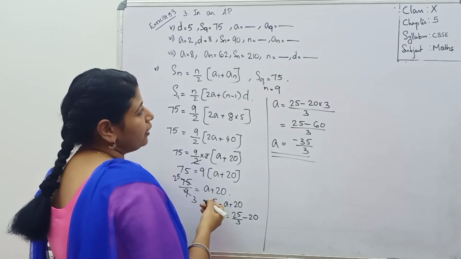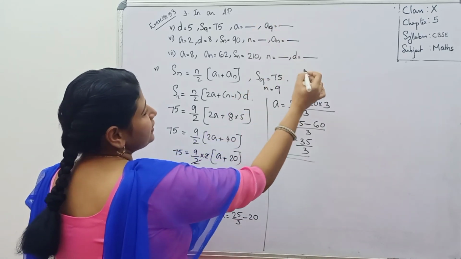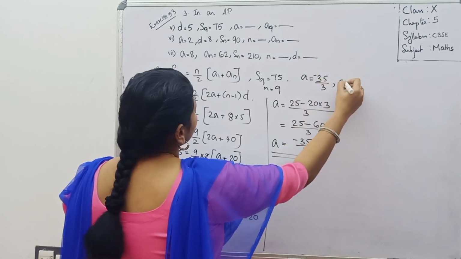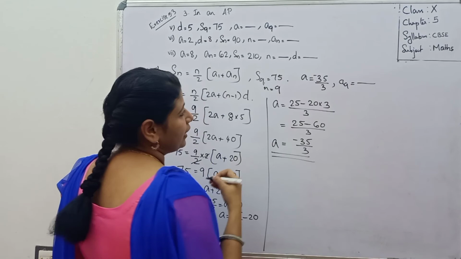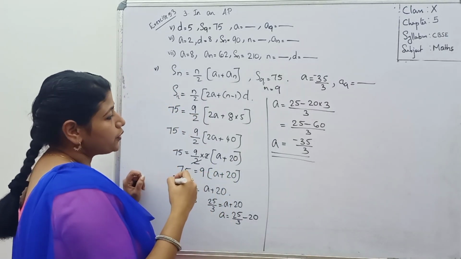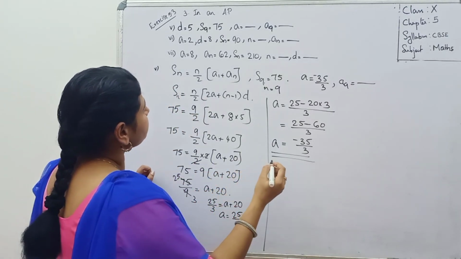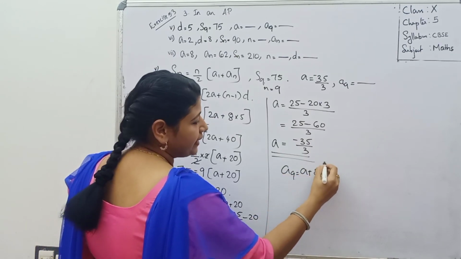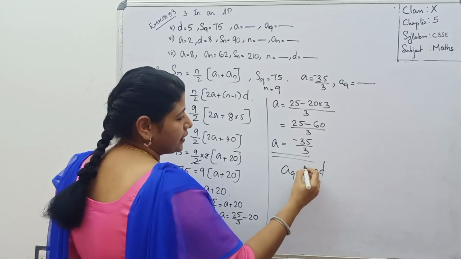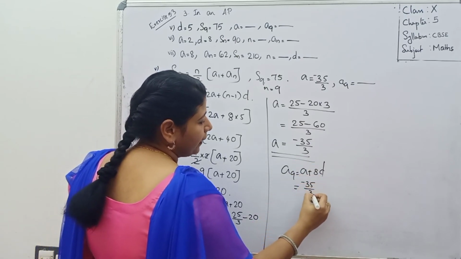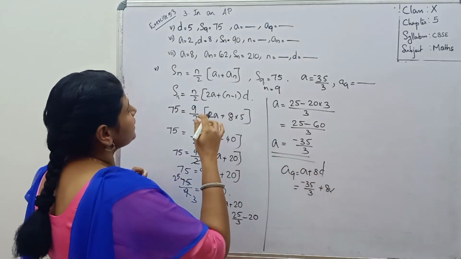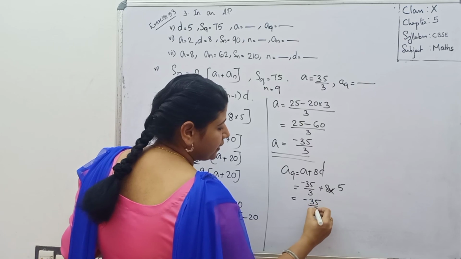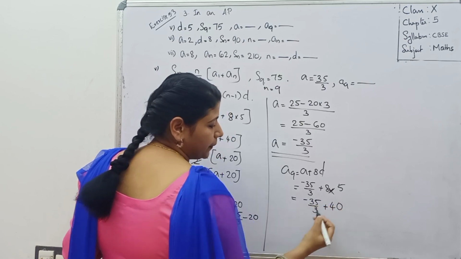Now we have to find out a9, isn't it? Now you got a as negative 35 by 3 and you have to find out a9. a9 equal to, we have to find out. So for that we can use a9 equal a plus 8d, isn't it? So you can substitute this negative 35 by 3 plus 8 into common difference is 5. So you will get negative 35 by 3 plus 8 into 5 is 40.